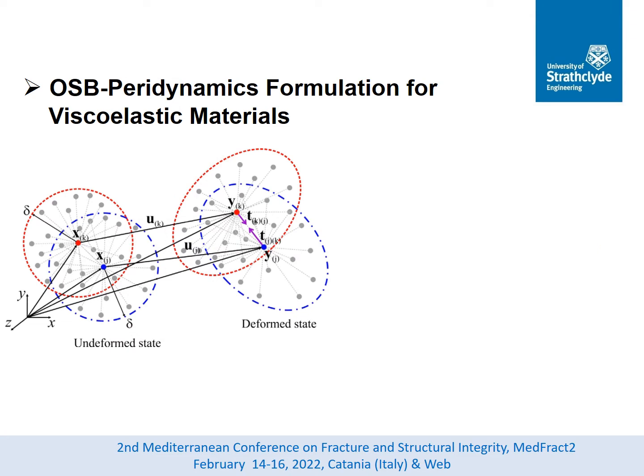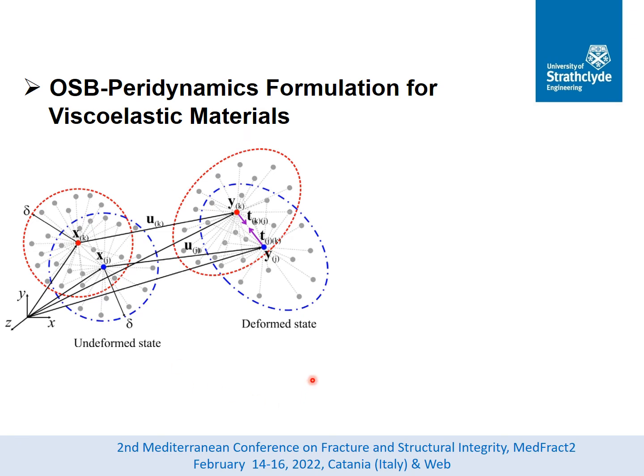Here are the fundamentals of the ordinary state-based peridynamic formulation. We define the ordinary state-based formulation in undeformed and deformed states. In the undeformed state, x represents the position vector of each particle. For each particle, we define a neighborhood or horizon. The horizon radius is shown by delta. In each horizon, we define peridynamic interactions between the particles.